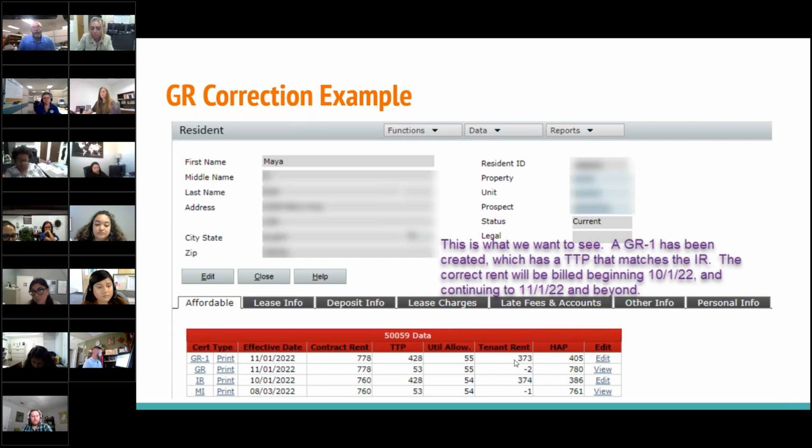The key here is, this household's going to need to come in and sign this IR. We need to recognize we're also going to need a gross rent correction so that they can sign both at the same time. We don't have to have them come back, and both these certs hit the ledger at the same time. So the correct amount is charged, both for tenant rent and for HAP.